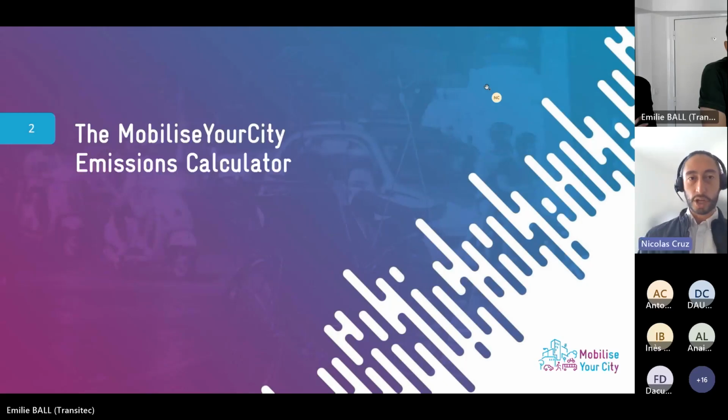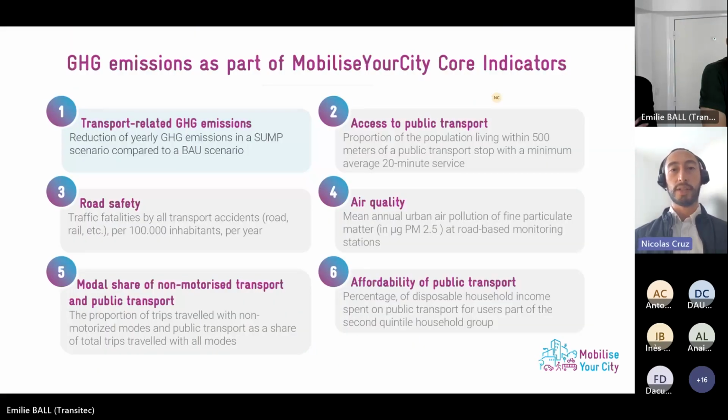So just to start, and as promised, I will briefly introduce the Mobilize Your City emissions calculator. First of all, before going specifically to the tool, I would like to mention that greenhouse gas emissions accountability and calculation is part of the Mobilize Your City core indicators. There is this publication that Mobilize Your City prepared a couple of years ago, in which we propose a monitoring framework and these core indicators to follow up on the implementation of a sustainable urban mobility plan and progress in general on urban mobility. And you can see that the first indicator is transport-related greenhouse gas emissions, because in general, the SUMPs that are prepared under Mobilize Your City should have this climate perspective. So the SUMPs should aim to reduce greenhouse gas emissions.